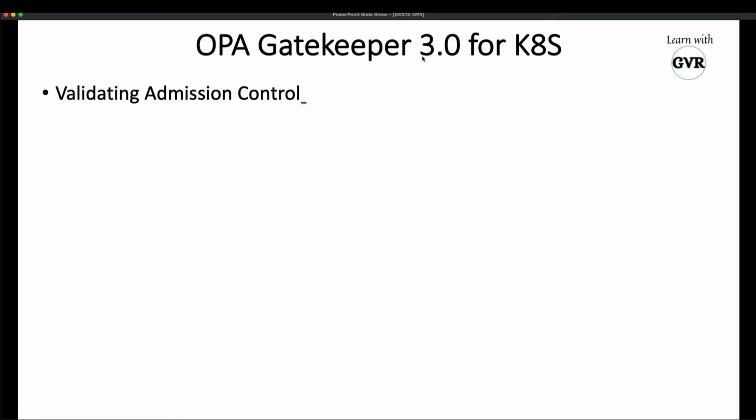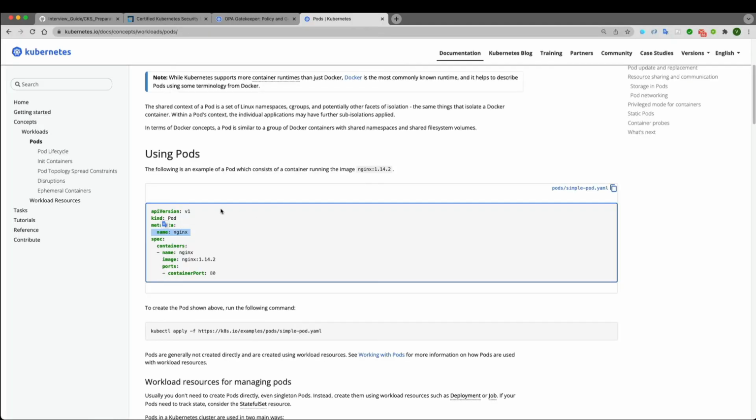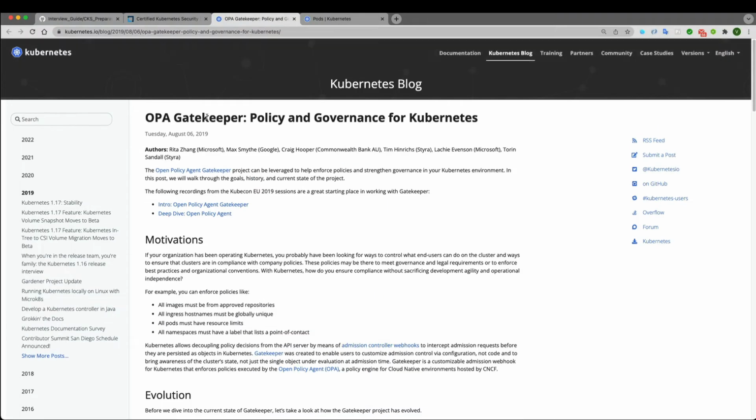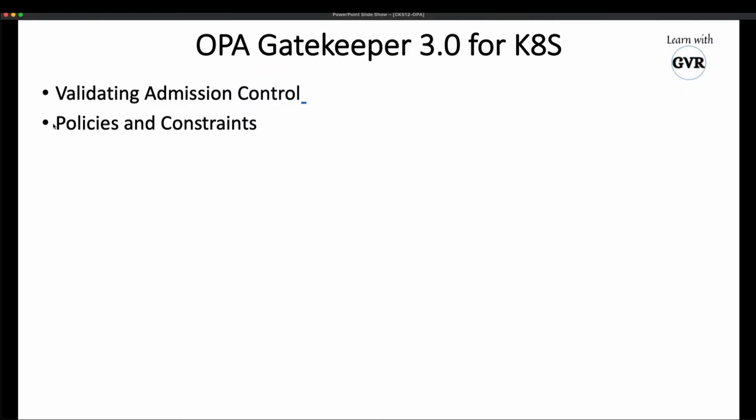Okay, Gatekeeper 3.0, where we have seen in the documentation, right? What are the features of 3.0? One is a validating admission controller, which I explained in the previous slide, and you can create policies and constraints. Of course, Open Policy Agent, OPA, is nothing but policy and governance that you are doing for Kubernetes, so whatever policies and constraints you want to define, you can define using 3.0, and you can audit as well.